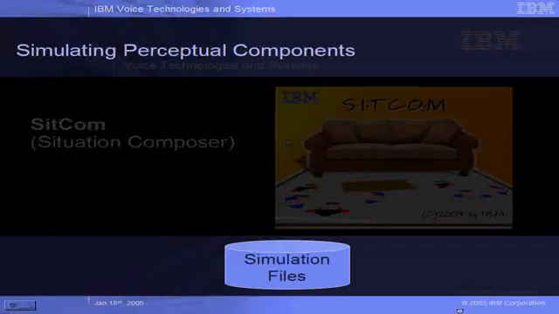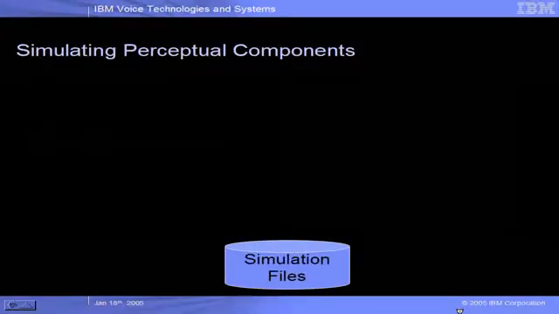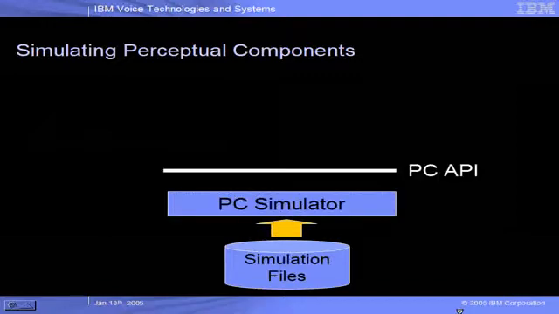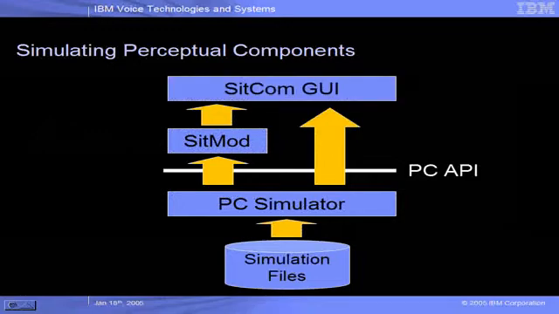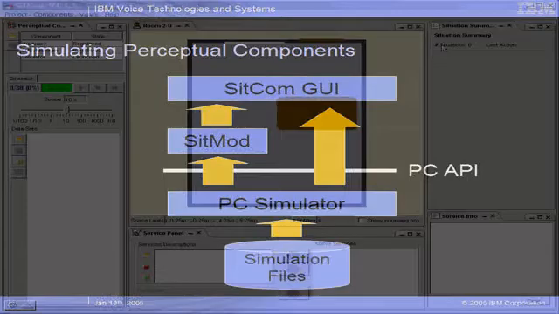A first use case of SitCom is to simulate perceptual components. These perceptual components will typically provide us with events of all sorts, which are described in simulation files. Through a perceptual component simulator, the simulation files can be read and the events presented through the CHIL Perceptual Component API. Consumers of these events are typically the situation model and the SitCom graphical user interface, which can display these events and can also display the resulting situations. In this way, we can actually check if a perceptual component produces the proper situations.